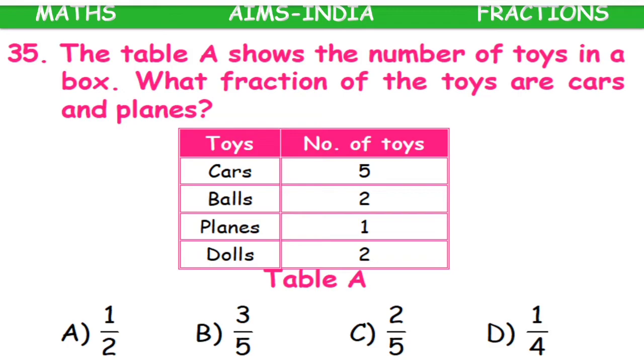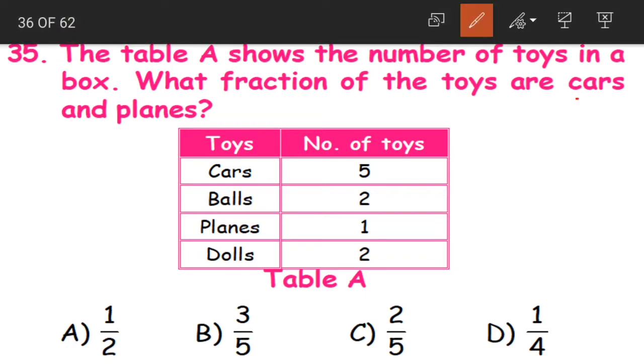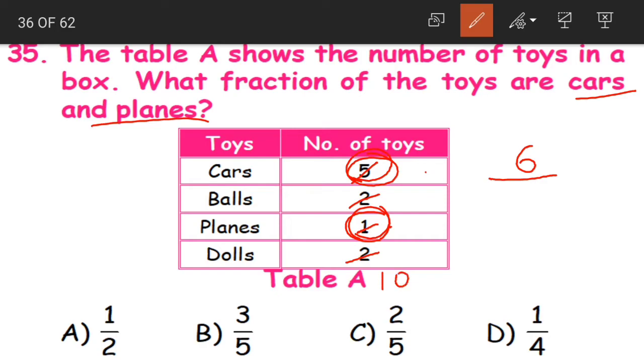Next, the table shows the number of toys in a box. What fraction of the toys are cars and planes? What do we want? We want cars and planes. So cars are 5, planes are 1. So 5 plus 1 becomes 6. The fraction that we want is 6 divided by, what are the total toys? Number of total toys? 5 plus 2, 7. 7 plus 1, 8. 8 plus 2, 10. So 10 becomes our answer.